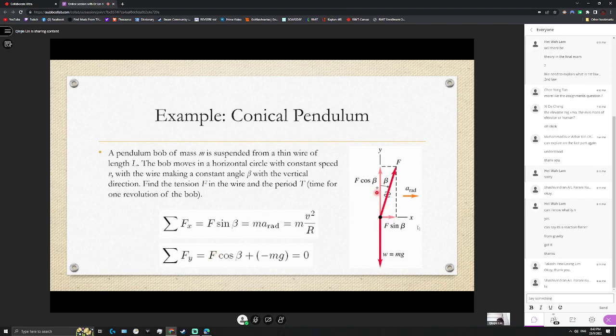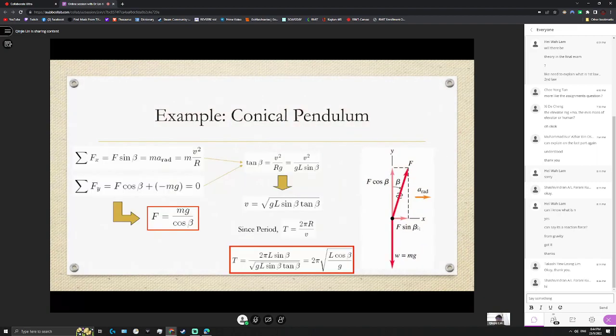For the y direction, which is this one, we have F cosine beta, then minus mg, because mg is in the opposite direction. Okay, that's all, two forces only, right? Then the right hand side equals to ma. But you ask yourself, is the bob moving up and down? It's not, right? That's why the ma down here is 0. There's no acceleration in the y direction.